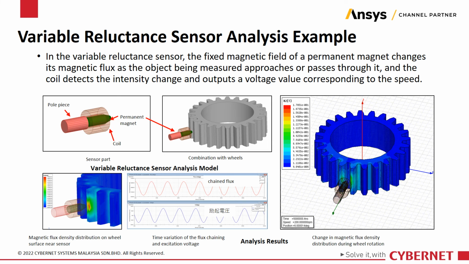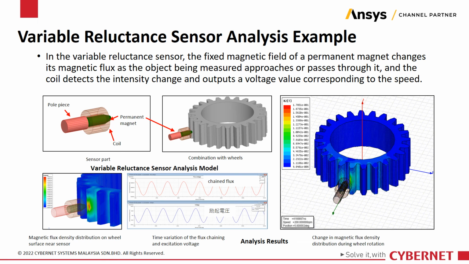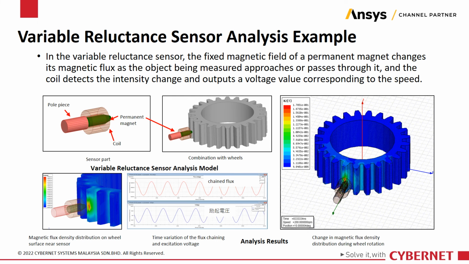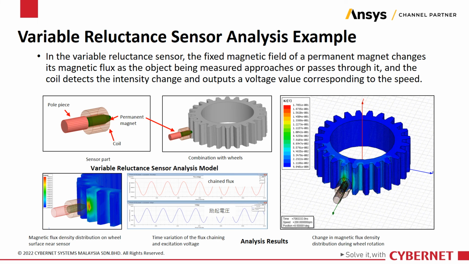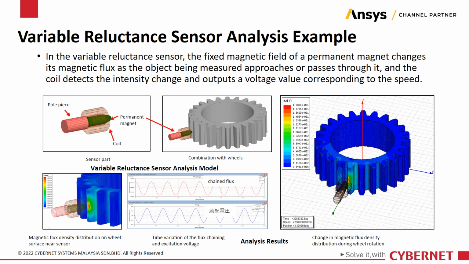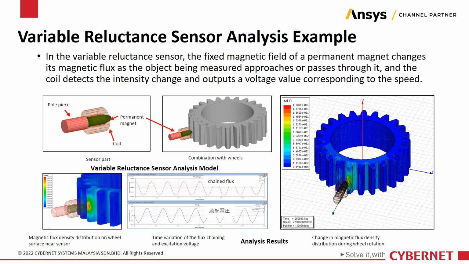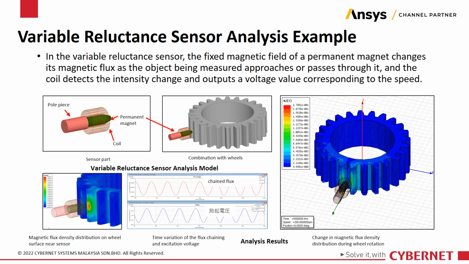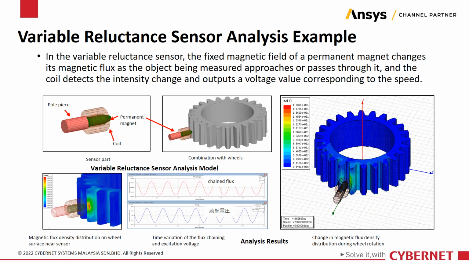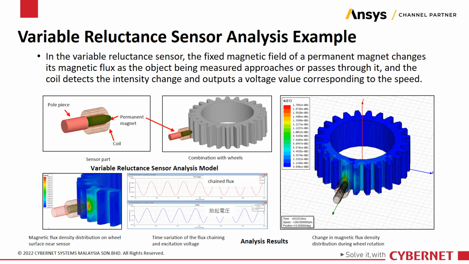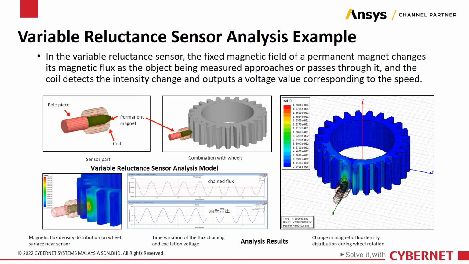Here is an example of analysis of a variable reluctance sensor. In a variable reluctance sensor, the fixed magnetic field of a permanent magnet changes its magnetic flux as the object that is being analyzed approaches or passes by, and the coil detects the intensity changes and outputs a voltage value corresponding to the speed. Ansys Maxwell is used to analyze the magnetic field by combining the sensor and the wheel of the observed object. The sensor part consists of a permanent magnet, a coil, and a pole piece. This sensor part is combined with a rotating wheel to observe the time variation of the chain flux, excitation voltage, and magnetic flux density with respect to the state of the target object.